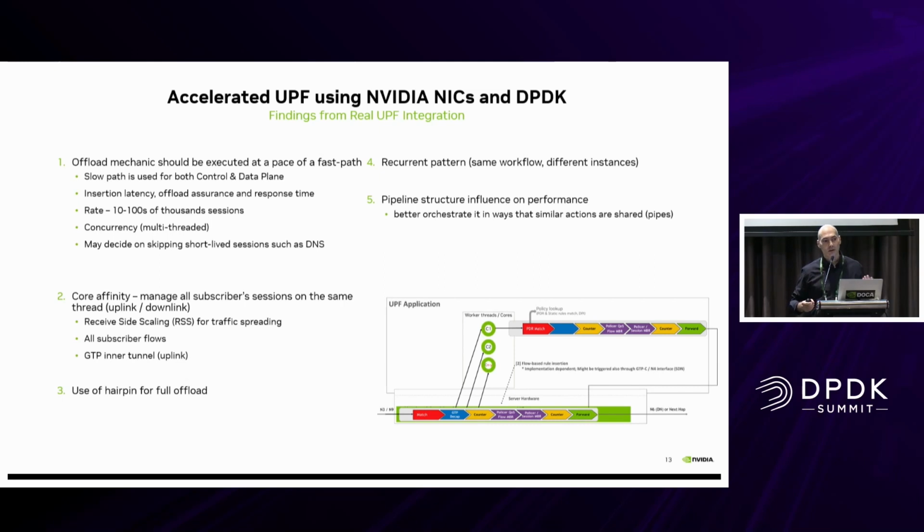Otherwise, during the cycles that the CPU waits for the NIC to insert the rules, it could have been able to manage additional sessions and additional packets for additional subscribers. As long as it waits for the NIC to respond or to insert the rules, we are losing time and we are increasing the latency. So in order to maintain low latency and a high rate and allow concurrency of multi-threading, the insertion should be very fast. One of the things that might help here is to make a better implementation.